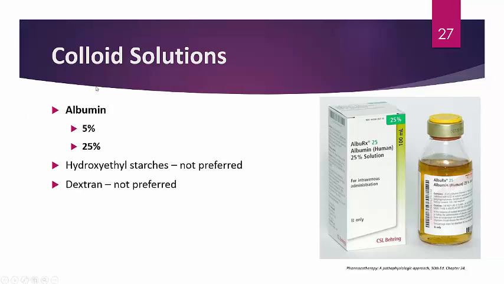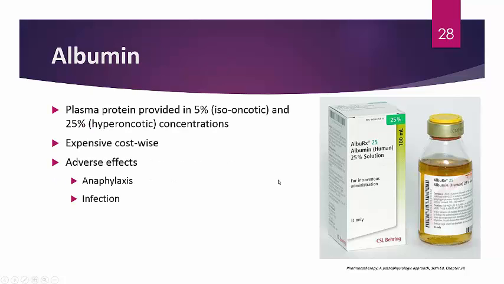So overall, in terms of the colloid solutions, other than our traditional blood products we talked about earlier, albumin is basically the go-to here. So what is albumin? We have albumin in our bodies, and it's essentially a plasma protein, which is provided synthetically as a 5% concentration, which is also known as an iso-oncotic concentration, or a 25% hyper-oncotic concentration.